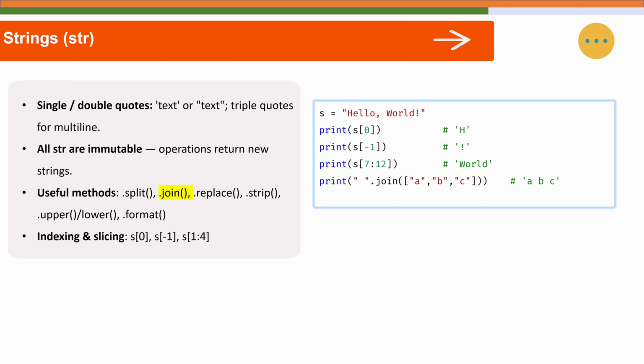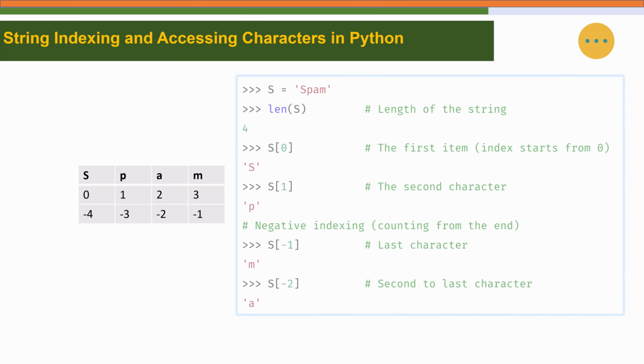String methods are plentiful. Dot split tokenizes, dot join concatenates an iterable efficiently, dot replace substitutes, and dot strip removes surrounding white space. When concatenating many strings, prefer dot join and pass a list of parts for performance rather than repeated plus operations.